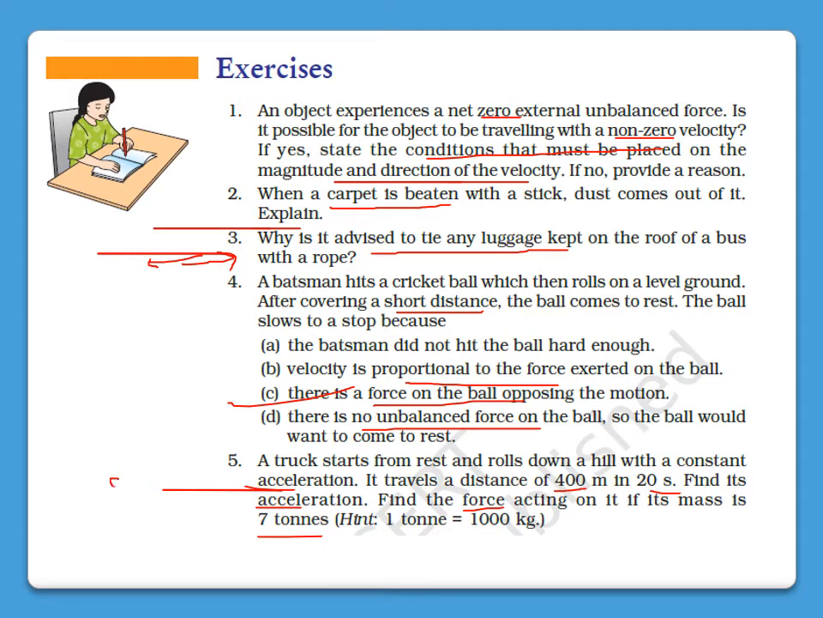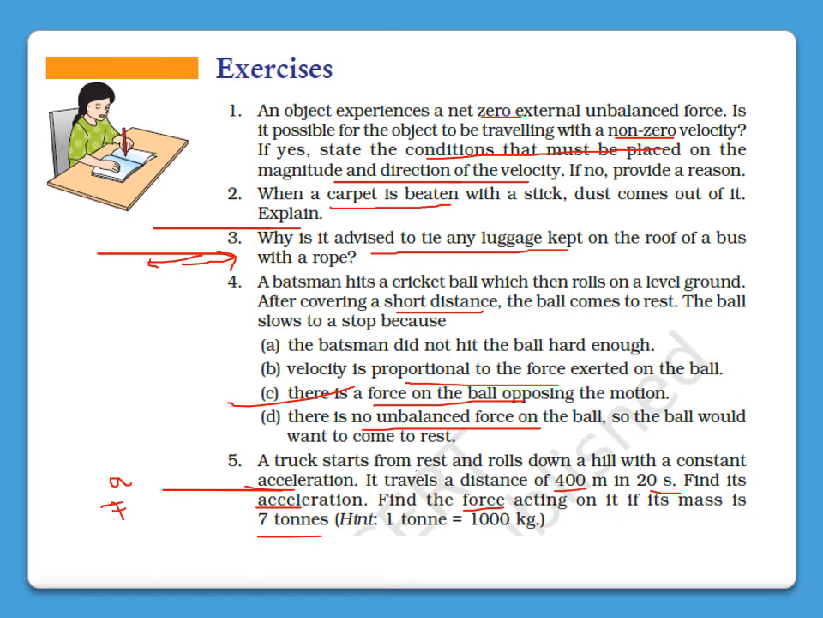Okay. You have to find a, and you have to find F. These two things. Now tell me what is given. You are given distance 400 meters, time 20 seconds. These two things are given over here. Okay, so I will tell you the formula. I will give you the hint and you solve it.